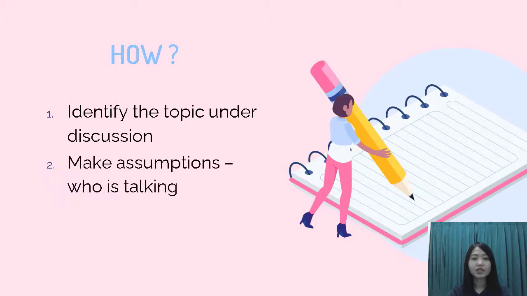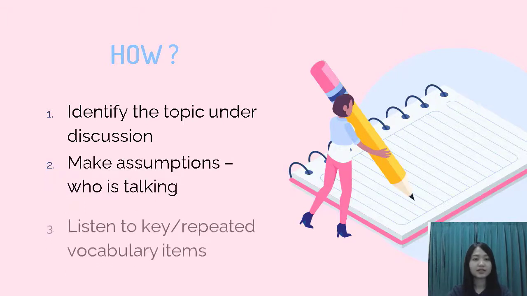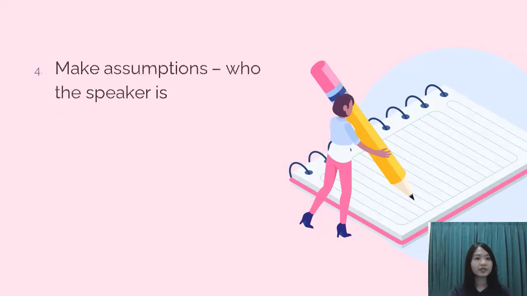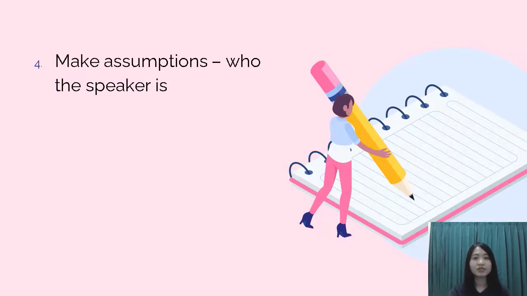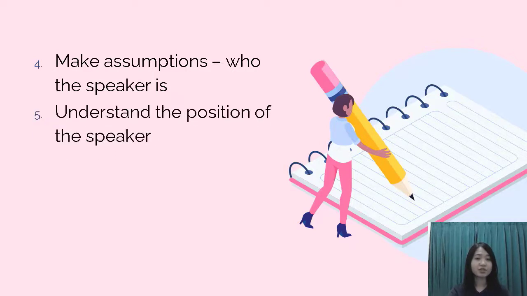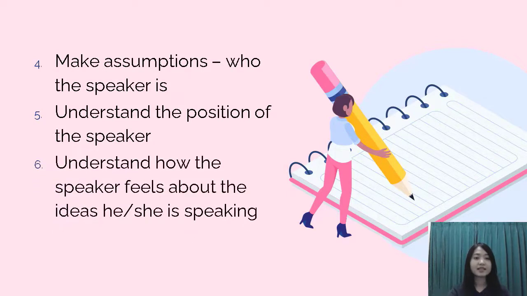The second one, you need to make assumptions about who is talking. The third one, you need to listen to key or repeated vocabulary items. Number 4, you need to make assumptions about who the speaker is. Number 5, you need to understand the position of the speaker. It means you need to know whether the speaker agrees or disagrees with the talk or idea. Number 6, you need to understand how the speaker feels about the ideas he or she is speaking.